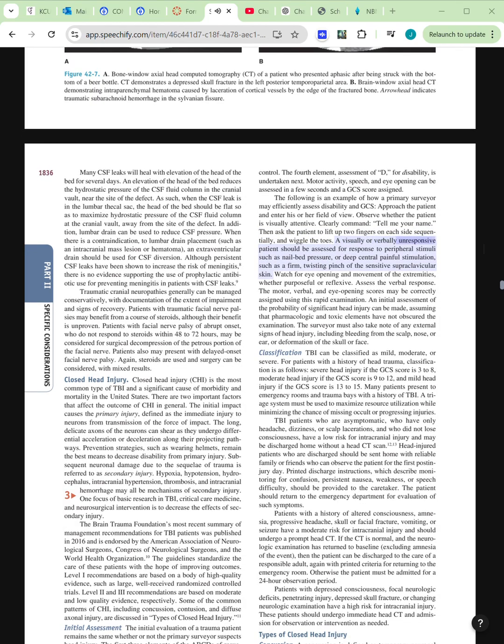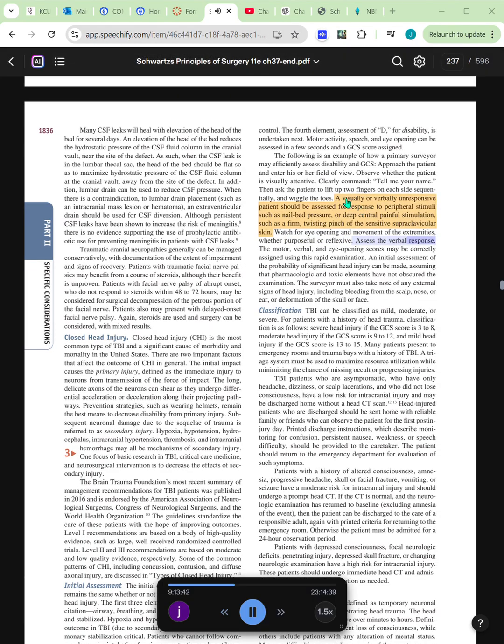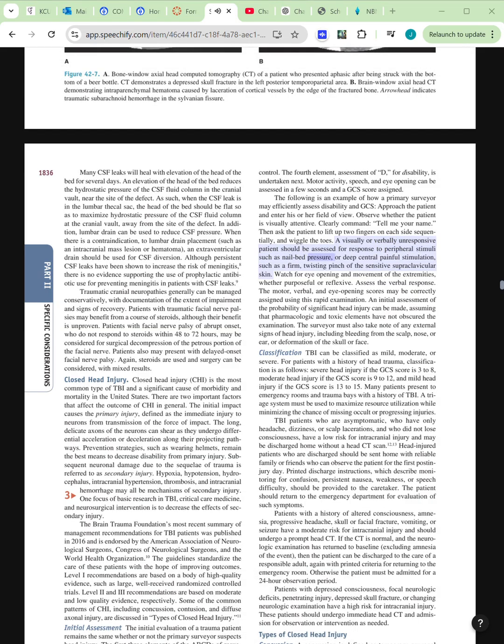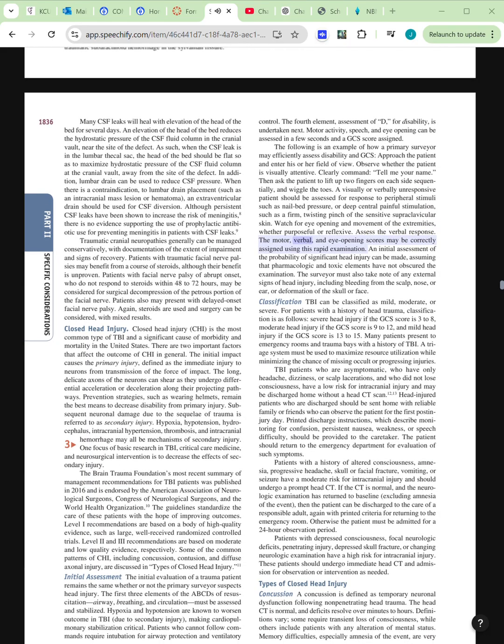A visually or verbally unresponsive patient should be assessed for response to peripheral stimuli such as nail bed pressure or deep central painful stimulation such as a firm twisting pinch of the sensitive supraclavicular skin. Watch for eye opening and movement of the extremities, whether purposeful or reflexive. Assess the verbal response. The motor, verbal, and eye-opening scores may be correctly assigned using this rapid examination.